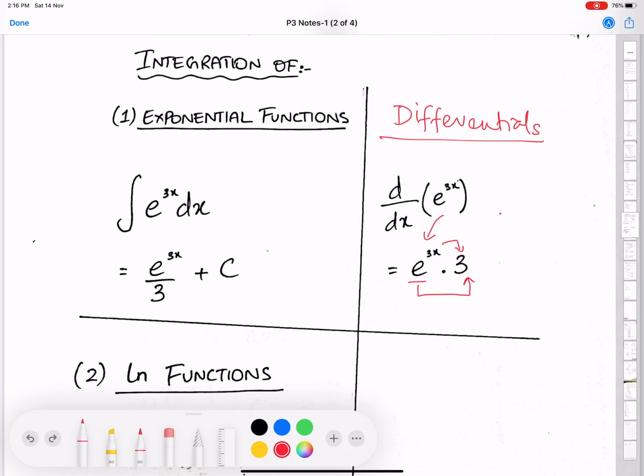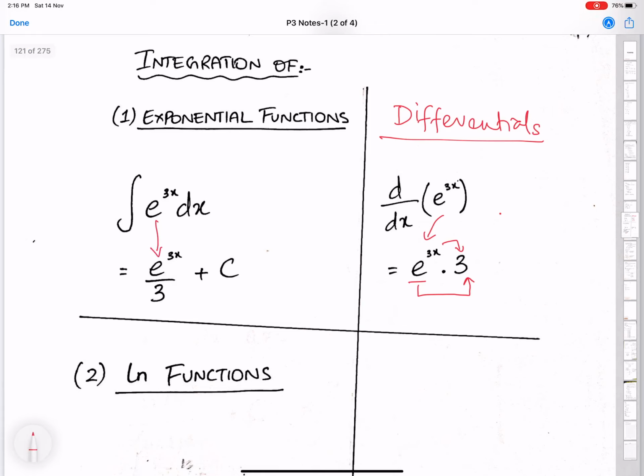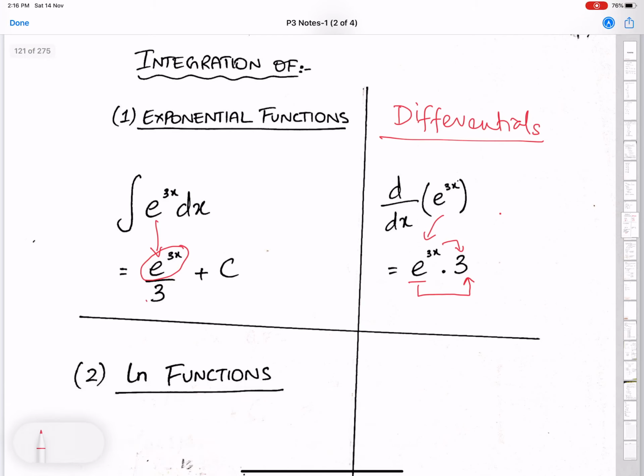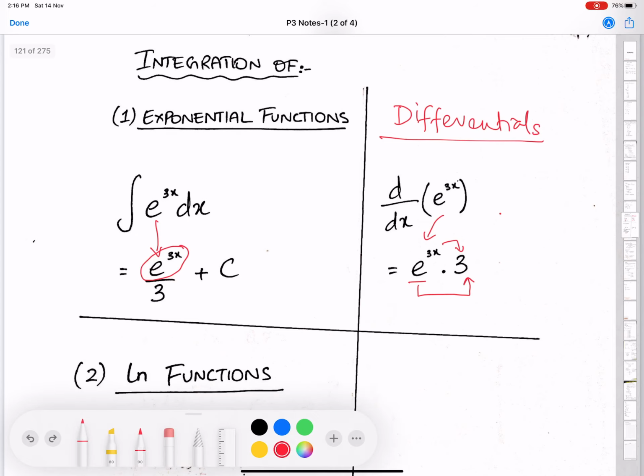Now in integration we do the reverse thing, the opposite thing. We copy exponential here and then we divide exponential by the differential of its power. Here we multiply exponential with the differential of its power, whereas in integration we divide the exponential with the differential of its power. So in this way you can easily learn the integration of exponential function.